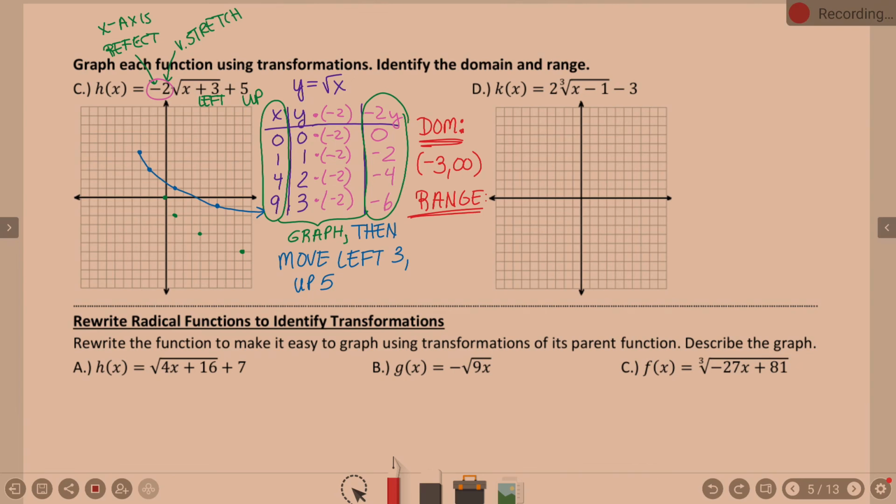Range, this is a tricky one. How low does my graph go? It's going infinitely low, -infinity. How high does it go? 5. And that is at 5, yes. And so my range is -infinity to 5. And I'm not sure why I just put parentheses here. That should have been a bracket on the -3.